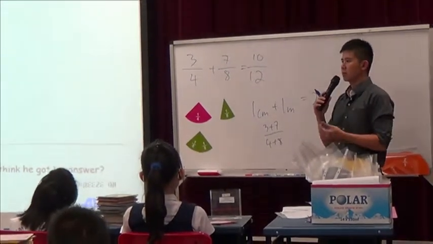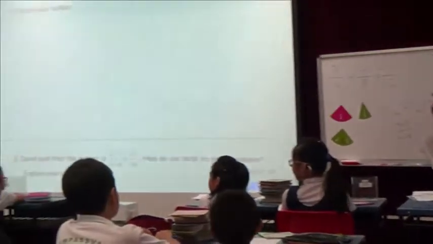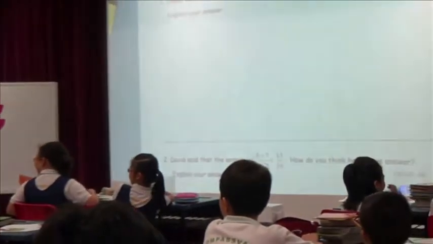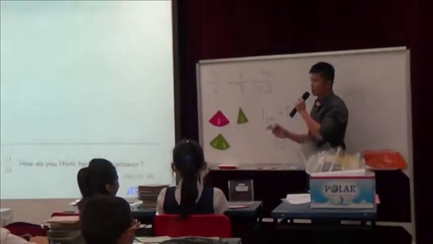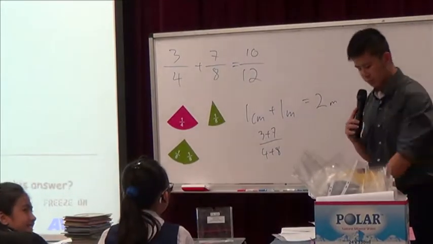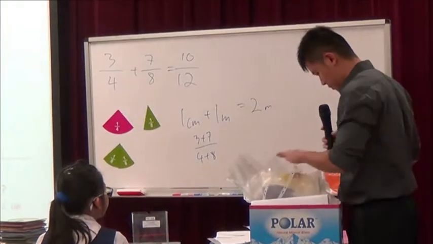Why? Why cannot add denominator? Because they are? Exactly, they are different, they are not the same. You need to make sure that they are the same. So when I get 10/12, how does 10/12 look like? Where am I 10/12?